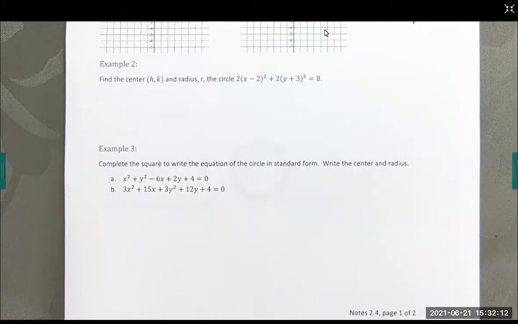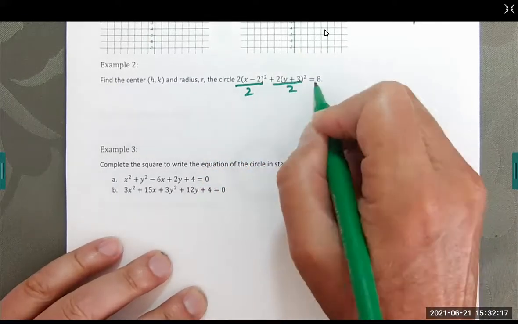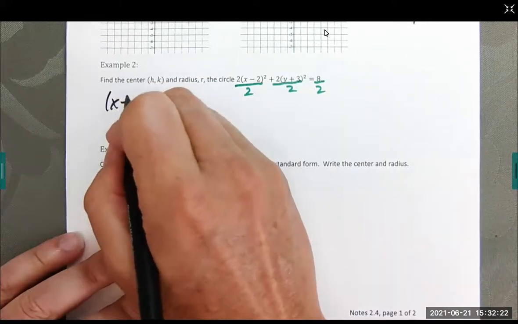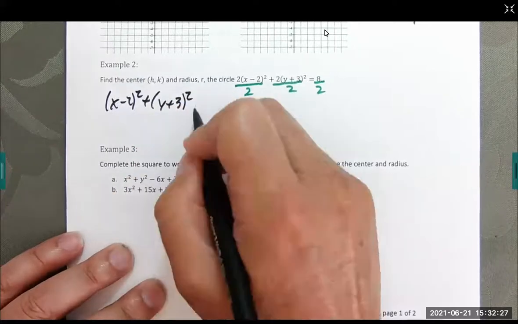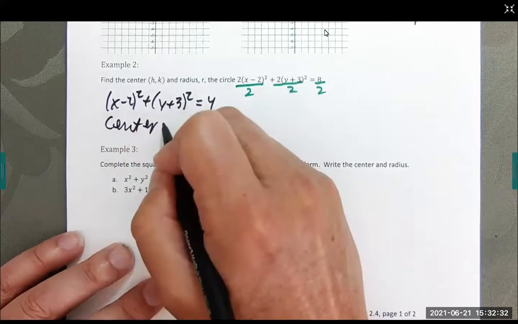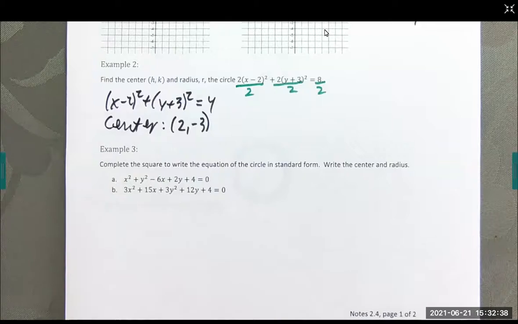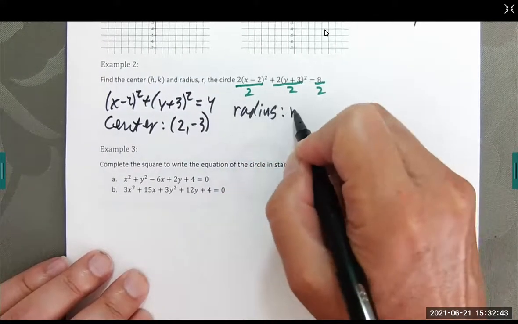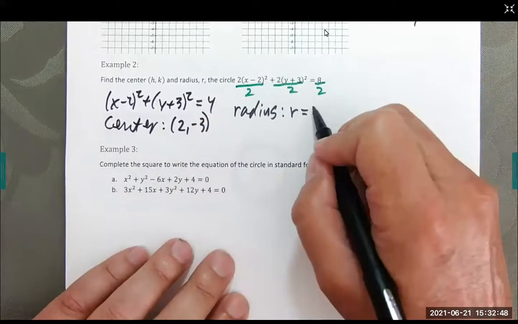Find the center and radius of the circle. So what we're going to have to do first on this one is divide the 2 out. X minus 2 squared plus y plus 3 squared equals 4, which means our center, remember it's opposite signs, +2, -3. And the radius is going to be r equals, remember, it's the square root of that. So r equals 2.